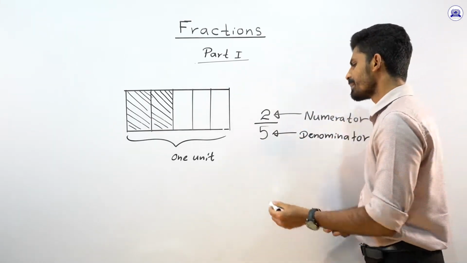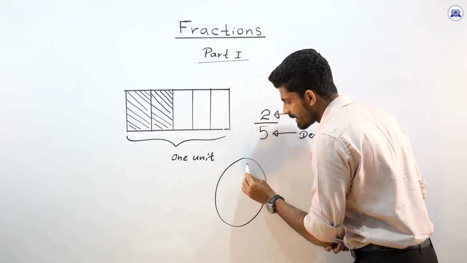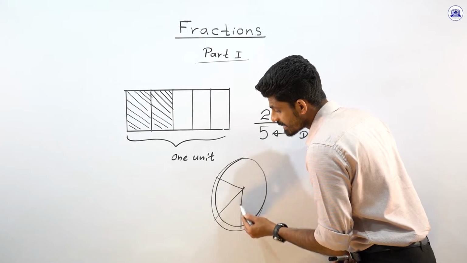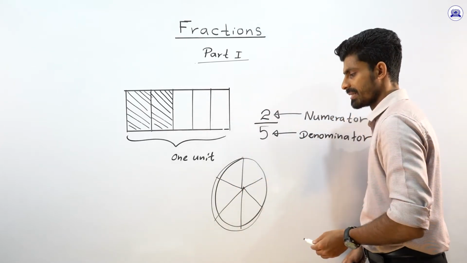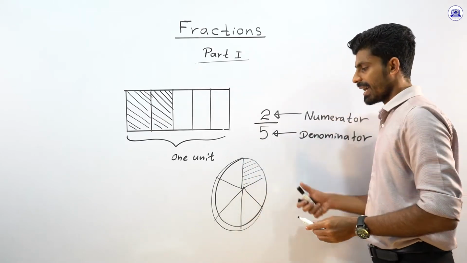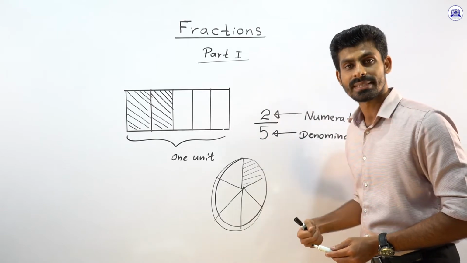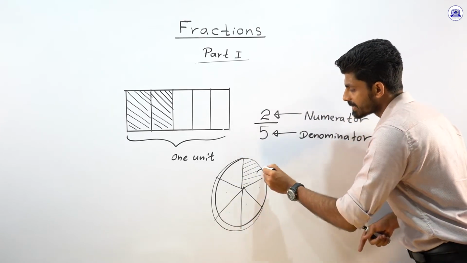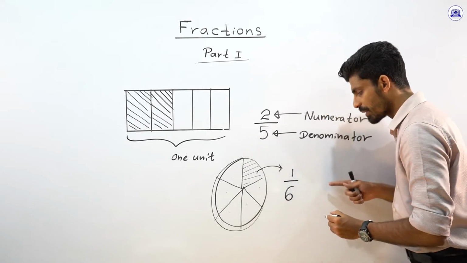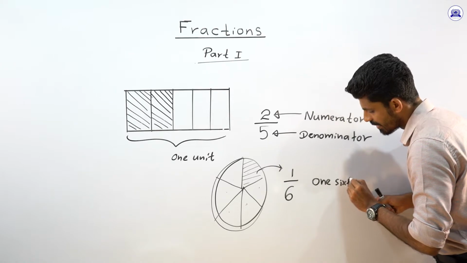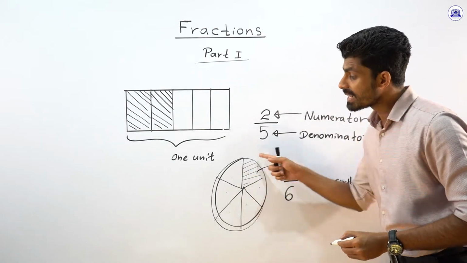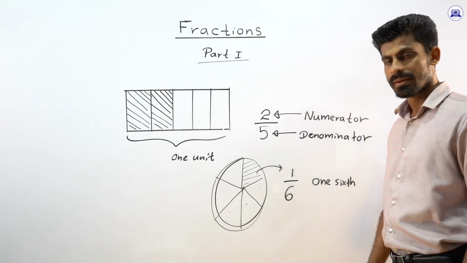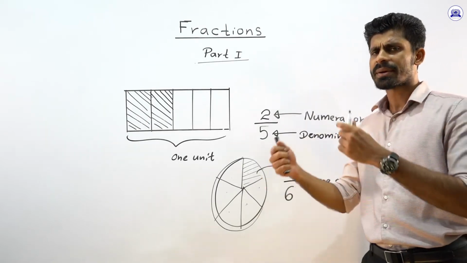Just consider this example. I'm taking a very delicious pizza, and I have sliced it into 6 pieces. I'm taking one slice. That means 1 out of 6 parts, so 1/6. One portion is colored out of 6 portions. 1 is the numerator, 6 is the denominator. Now you can get an idea about the fraction.